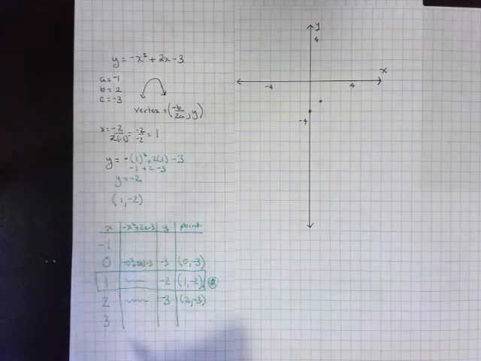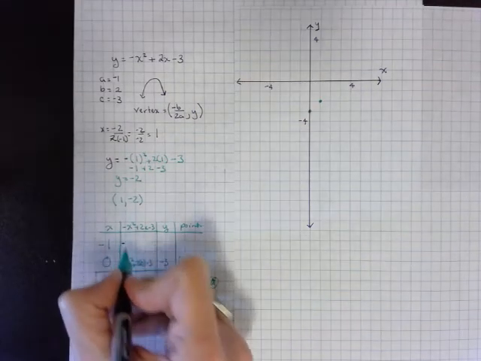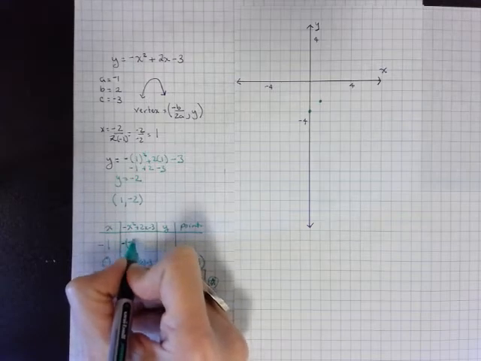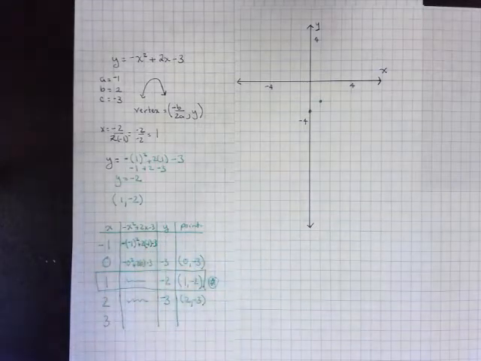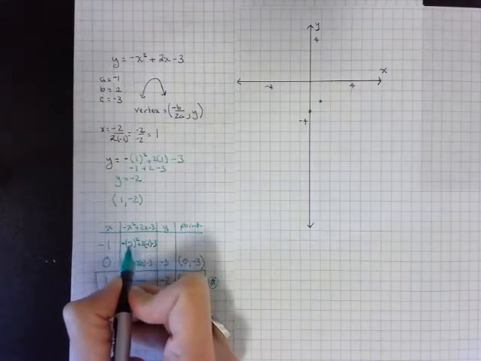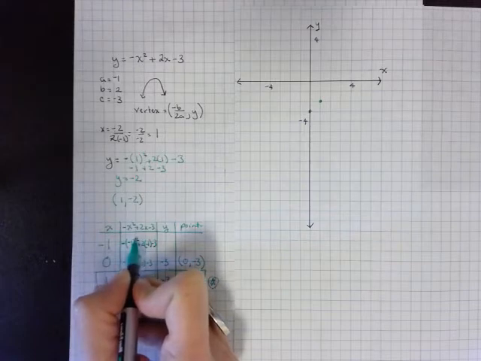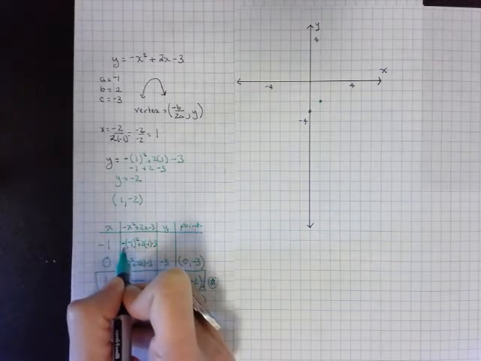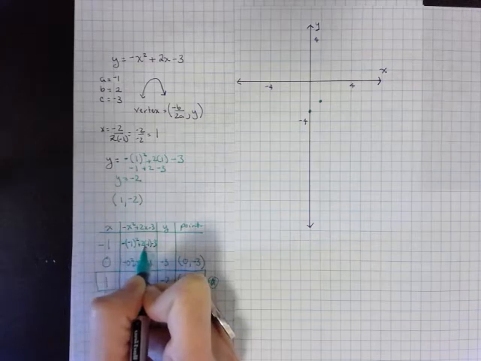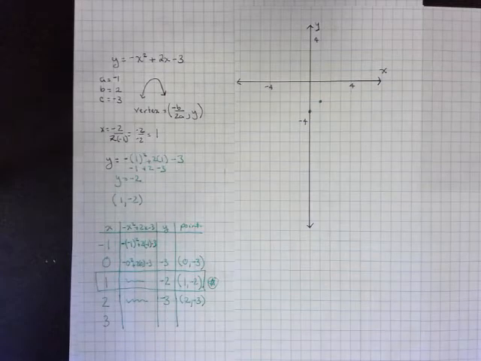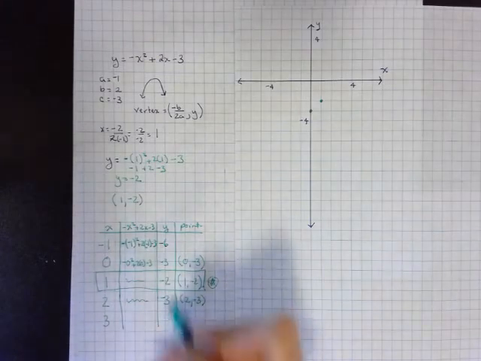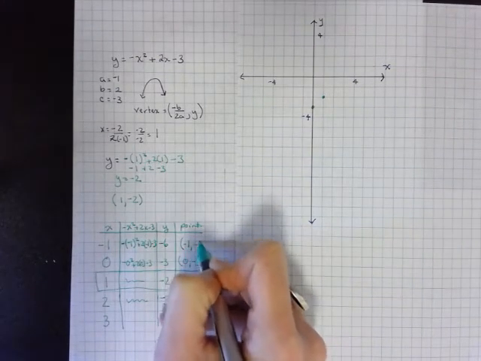Now let's do the -1 or the 3, whichever one we want to do. I'm going to just do the -1, but be very, very careful. We have -1 squared plus 2 times -1 minus 3. I ran out of space. So -1 squared is 1, negative is -1, minus 2, minus 3. So -1 minus 2 minus 3. What is that? That's -6. So my point is going to be -1 comma -6.